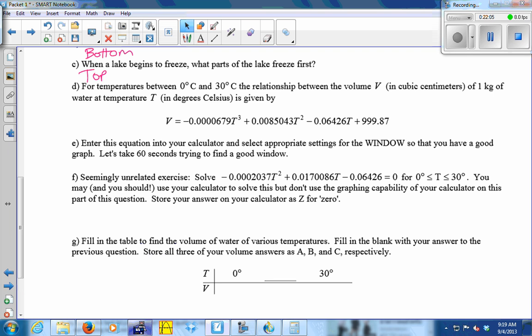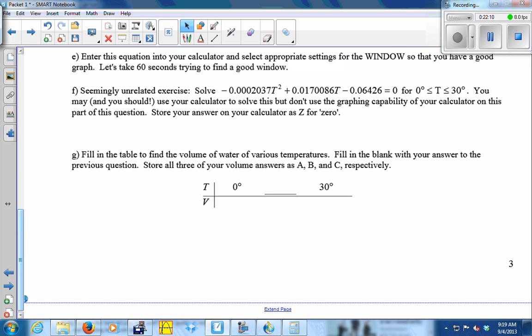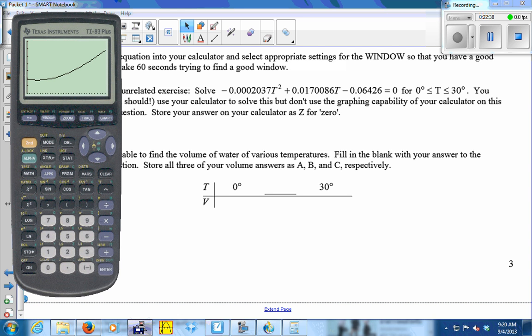Okay, all right, seemingly unrelated exercise. I want to solve this equation. This quadratic equal to 0 for all t's between 0 and 30. Use your calculator, use a quadratic formula. Don't use a graphing capability to find this solution right now. Just use a quadratic formula. Okay, and store your answer on your calculator as z for 0. Give you a couple minutes to do that. 3.9665.